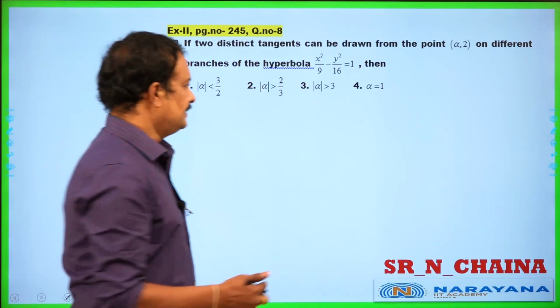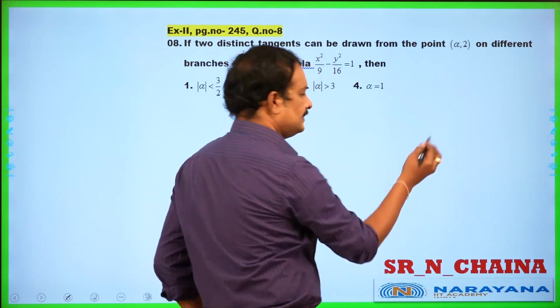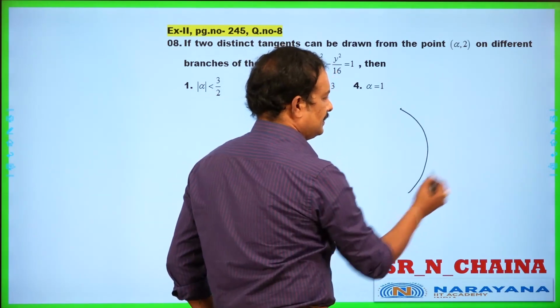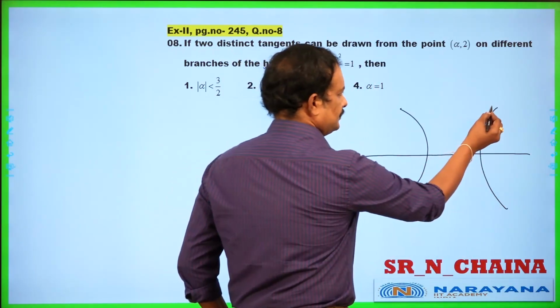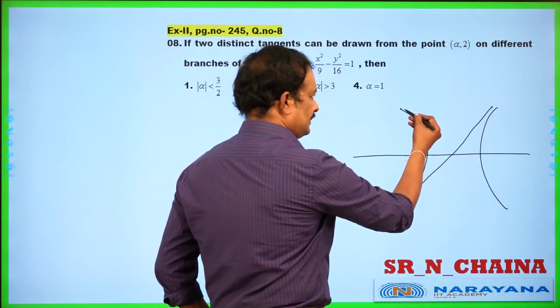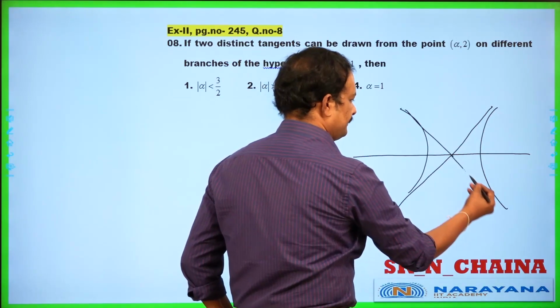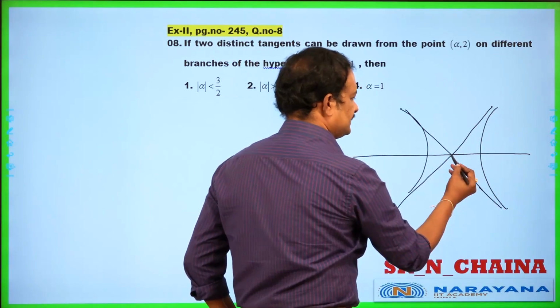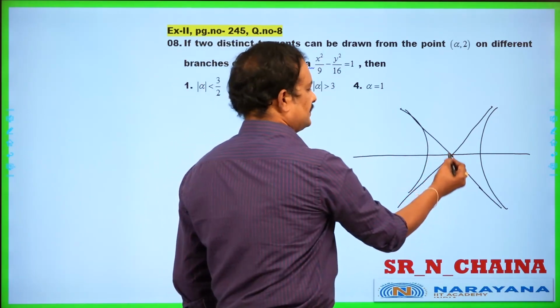So compulsorily that point should lie on the line y = 2, of course a horizontal line, and that too in between the asymptotes. For example, this is one of the asymptotes, and this is the other asymptote. They are going to intersect at the center of the hyperbola. Of course, for this one the center is (0, 0), which is the origin.